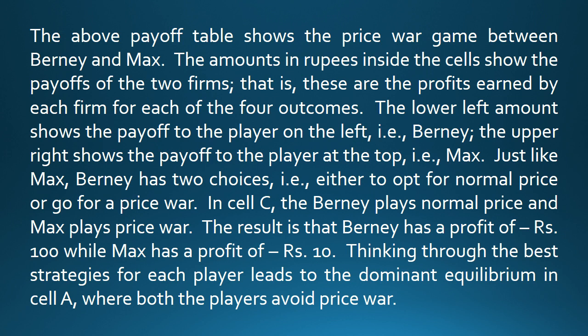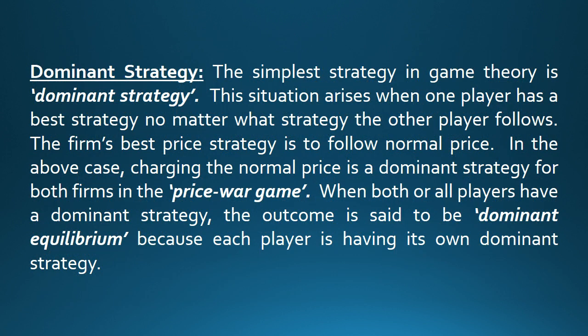Just like Max, Bernie has two choices, that is, either to opt for normal price or go for a price war. In cell C, Bernie plays normal price and Max plays price war. The result is that Bernie has a profit of -100 rupees while Max has a profit of -10 rupees. Thinking through the best strategies for each player leads to the dominant equilibrium in cell A, where both the players avoid price war.